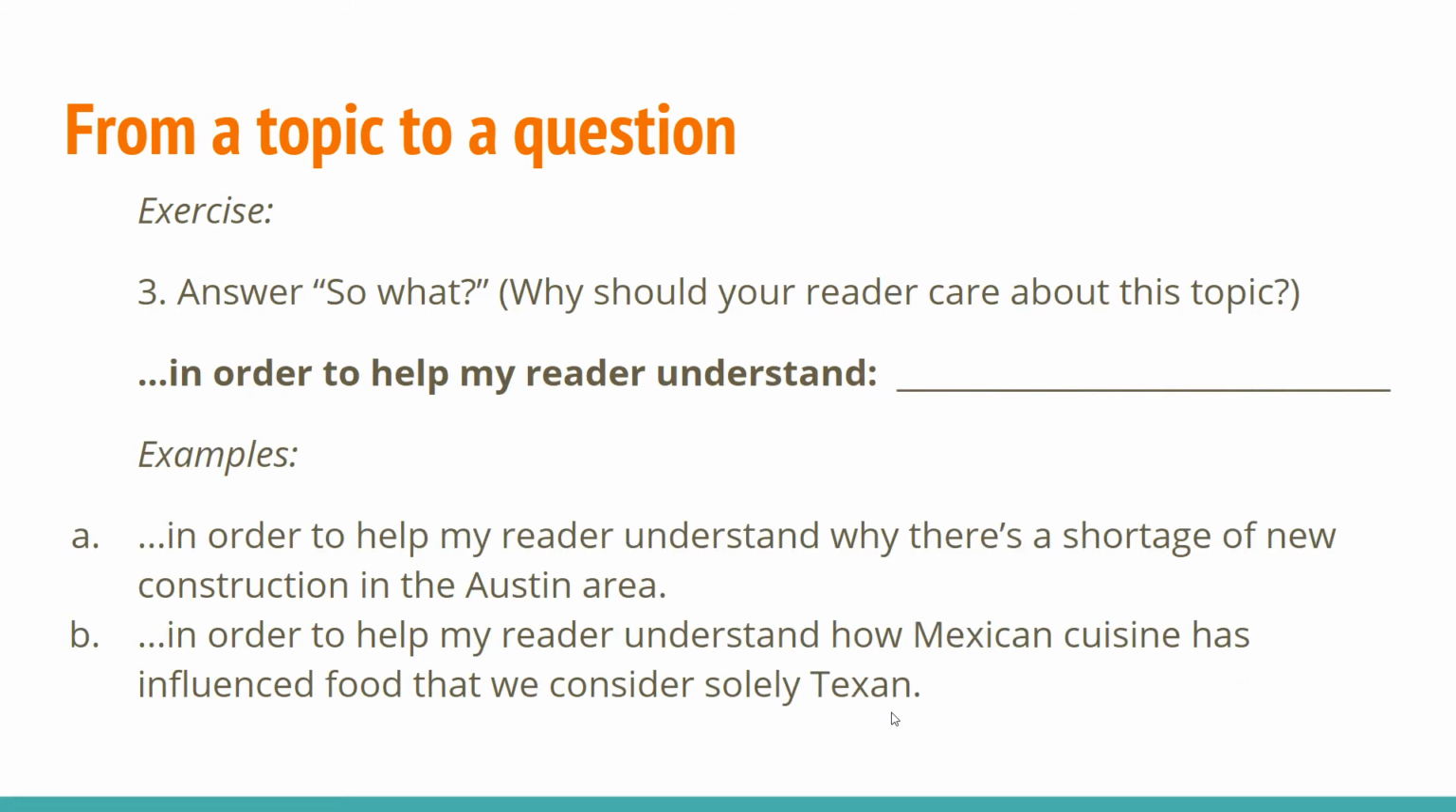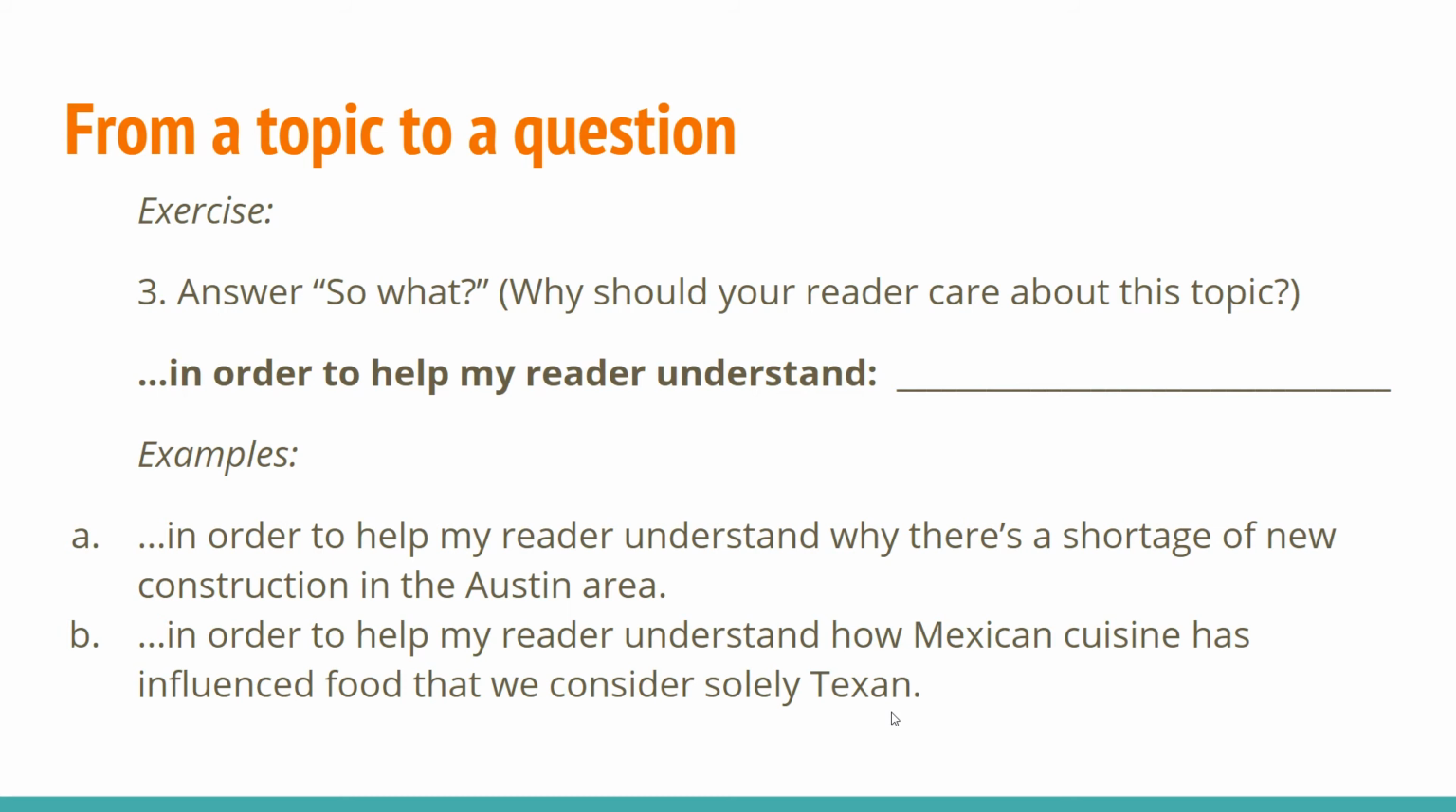And then number 3, you're going to answer that so what question. Remember we talked about so what, why should your reader care about this topic? So you're going to start that off by phrasing, in order to help my reader understand, and then you fill in the blank. So remember A is about construction worker shortages in Austin, Texas. So you could say, in order to help my reader understand why there's a shortage of new construction in the Austin area. So, why would your reader care about a construction worker shortage in Austin? Well, because there's a shortage of new construction.